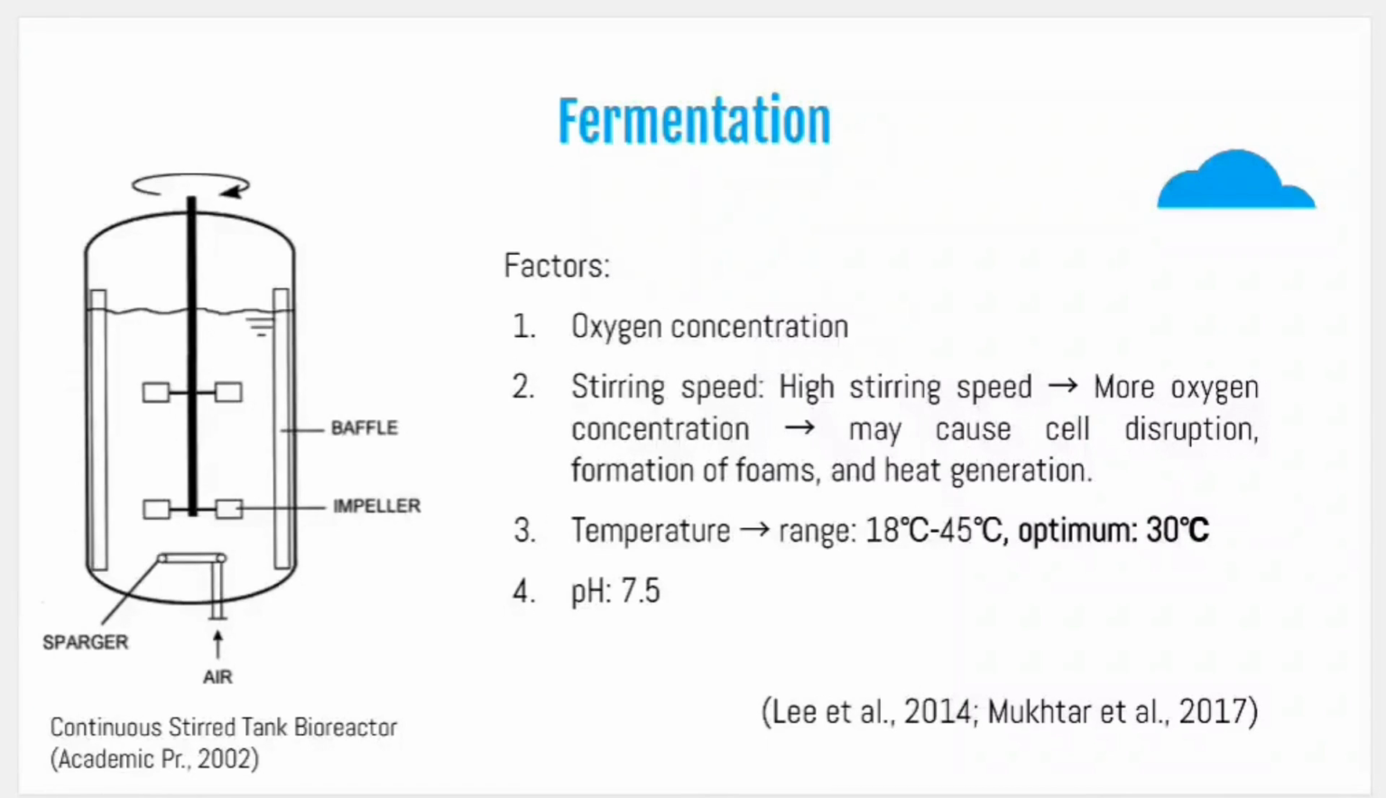And now I'll be discussing the fermentation of lincomycin. For the fermentation, a continuous stirred tank bioreactor has been chosen as the bioreactor. There are a few factors that must be considered, which is 1. Oxygen concentration, 2. Stirring speed. High stirring speed may increase oxygen concentration but may cause cell disruption, formation of foams, and heat generation. Third is temperature. The range of 18 degrees Celsius to 45 degrees Celsius can be used, and the optimum temperature is 30 degrees Celsius. And finally, acidity, with pH 7.5 being the optimum pH.